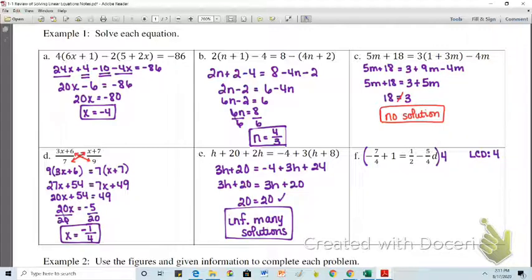Negative 7/4 times 4 is negative 7. 1 times 4 is 4. 1/2 times 4 is 2. Negative 5/4 d times 4 is negative 5d. Since I only have one variable and it's on the right hand side, I'm going to move the numbers to the left. First, I'll combine, so I get negative 3 equals 2 minus 5d. Subtract 2. And divide, so d equals 1.